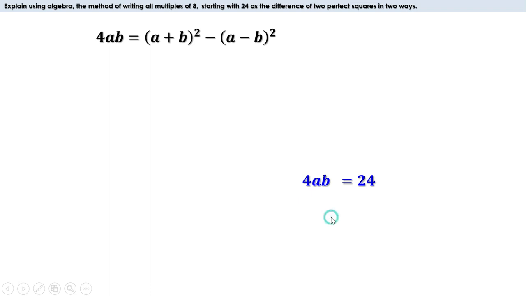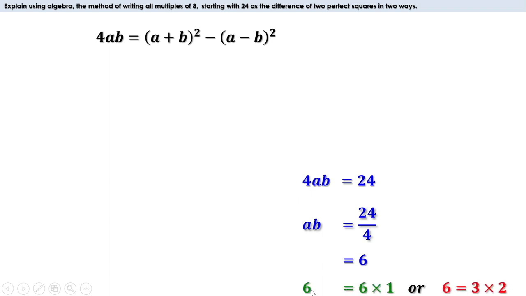Then AB equal to 24 by 4, and that is equal to 6. AB equal to 6 means we have to express 6 as a product of two numbers. We know 6 equal to 6 into 1 or 3 into 2. Therefore, 24 can be expressed as 4 into 6 into 1 or 4 into 3 into 2.